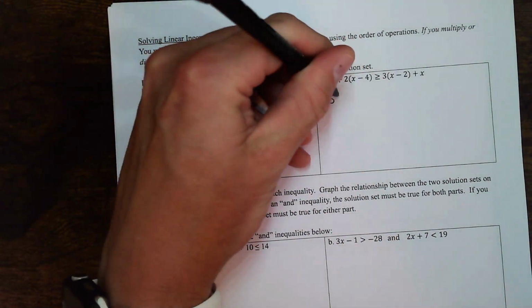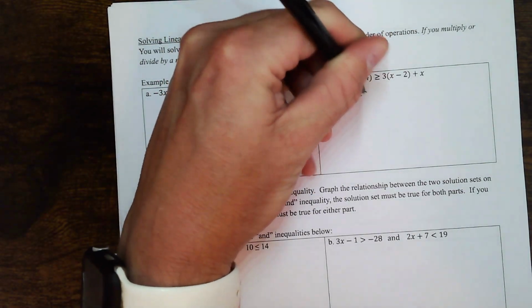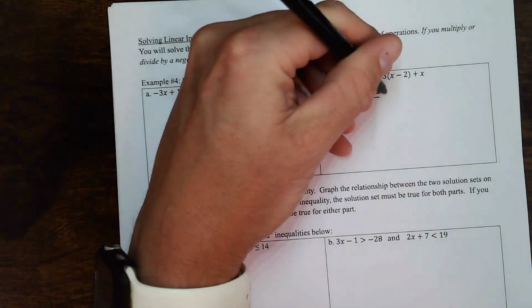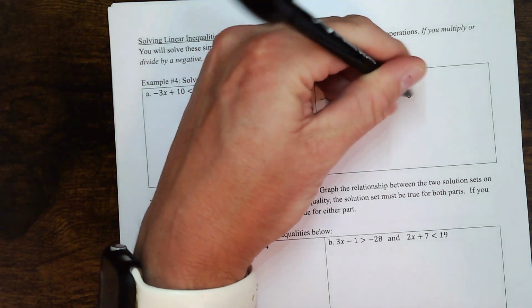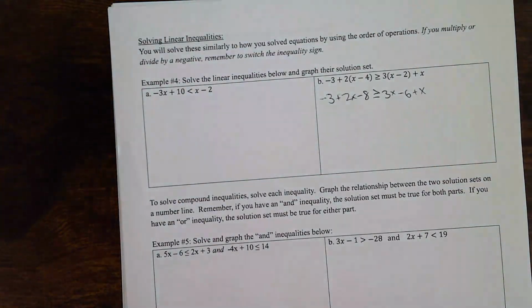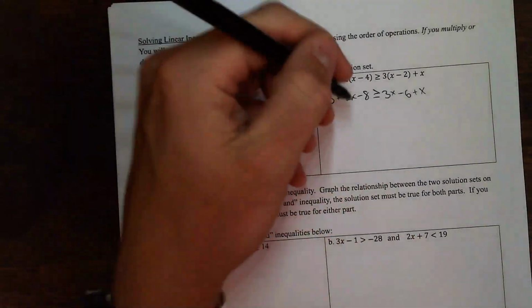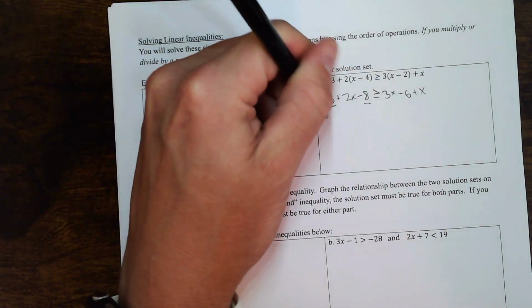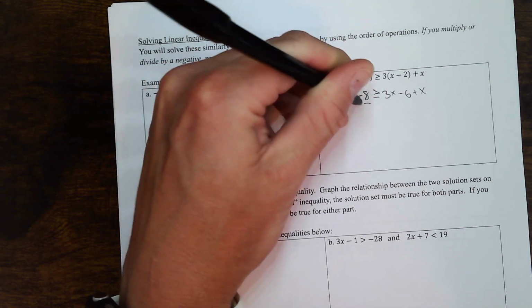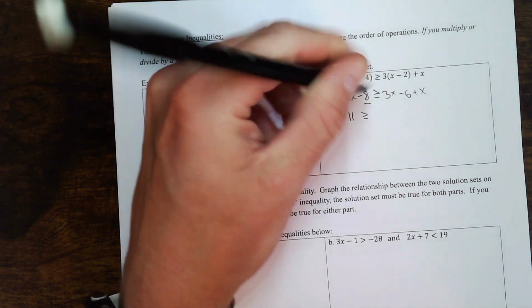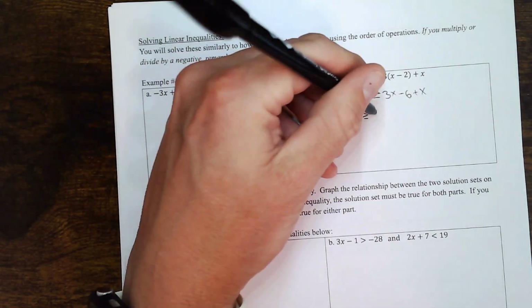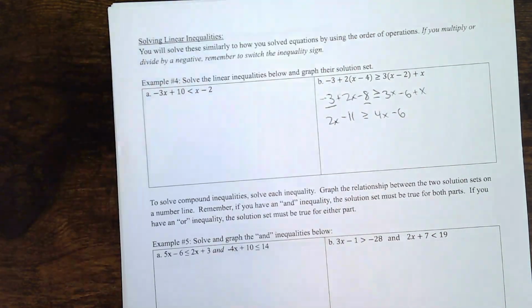So the first thing I'm going to do here is distribute, just like I would with equations, to get 2x minus 8 greater than or equal to 3x minus 6 plus x. Now I'm going to simplify. These two are alike. So 2x, you're down 3, you lose 8 more, now you're down 11. Here, 3x plus x is 4x minus 6.